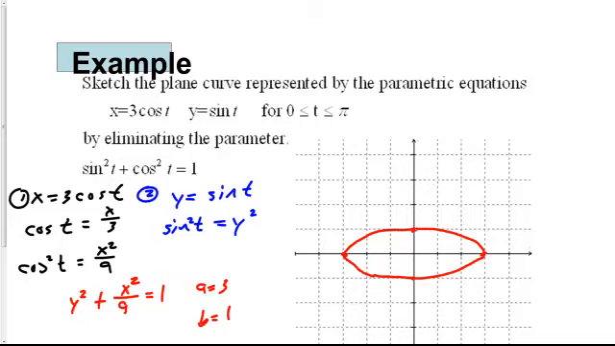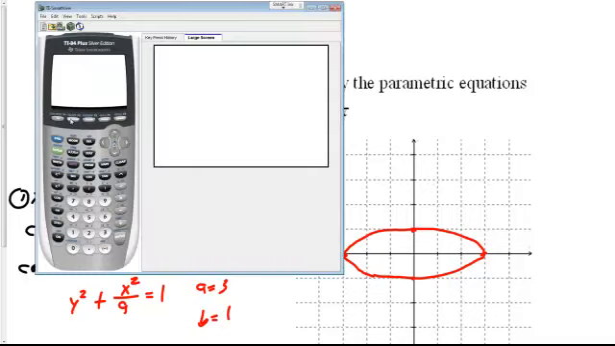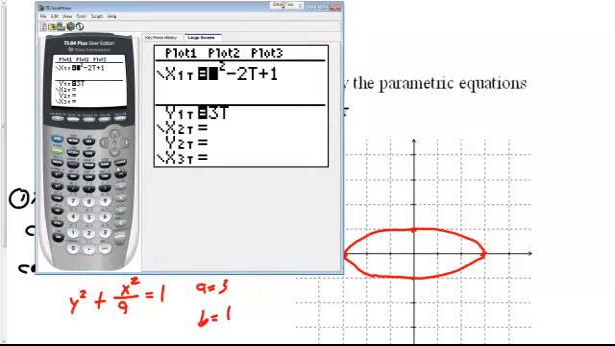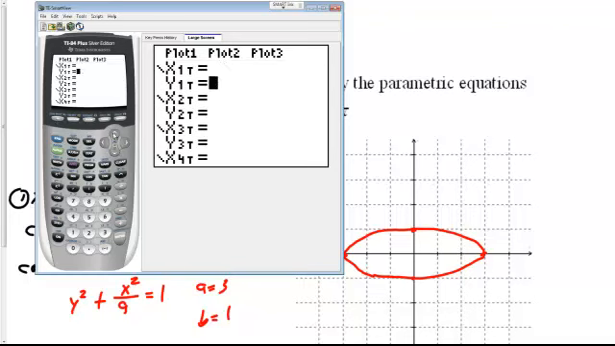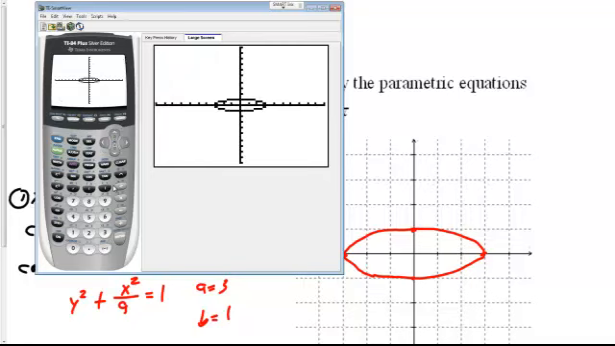Now I also want to show you that you can graph the parametric equation. I'm going to bring up the calculator here, and we'll go to y equal. I'm still in the parametric mode, and so we're going to let x equal 3 cosine of t, and we'll let y equal the sine of t, and let's graph that function. So there's your ellipse there.